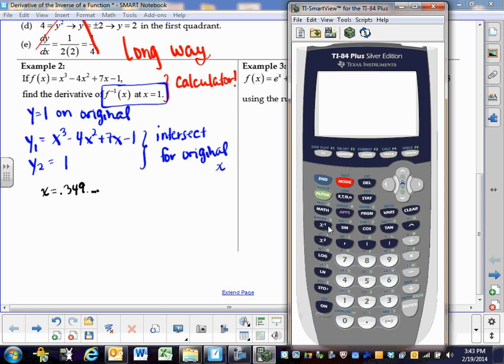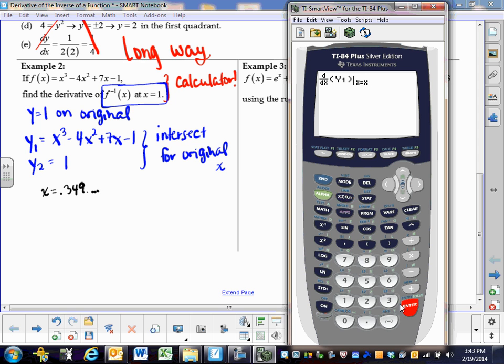Now what's nice about my calculator is that I'm going to write down x equals 0.349, but I don't want that rounded value. I need my final answer to be precise, so I'm just going to put a dot, dot, dot to remind myself where that was. Now the process is, we're going to take the derivative of the original function. I can make my calculator do that.